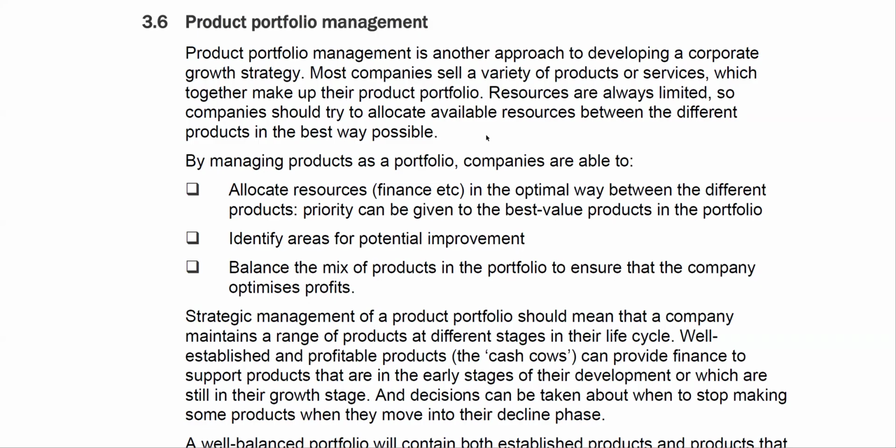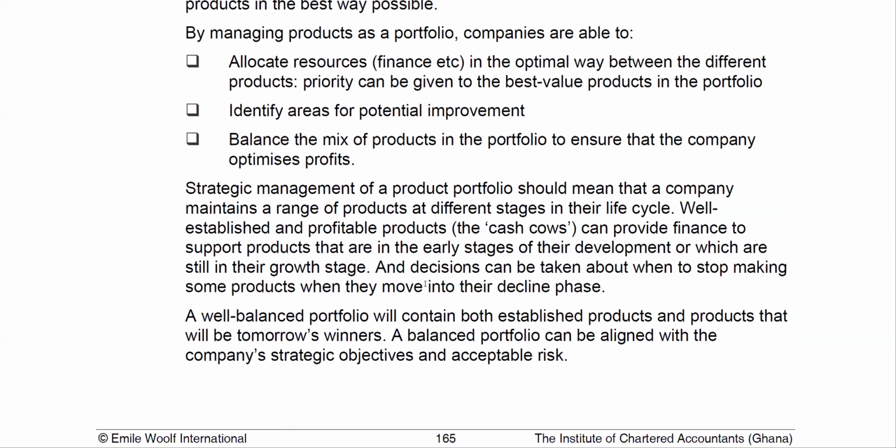So by managing products as a portfolio, companies are able to, one, allocate resources like finance in the optimal way between the different products. So priority can be given to the best value products in the portfolio. And you can identify areas also for potential improvement and balance the mix of products in the portfolio to ensure that the company optimizes profit.